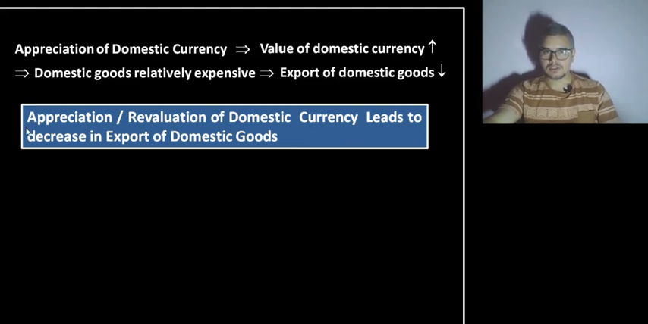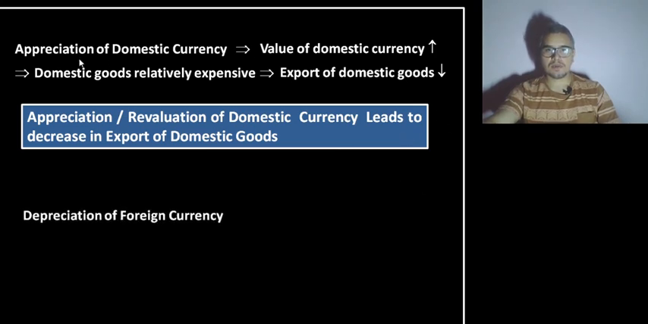Fine. So whenever there is appreciation or revaluation of domestic currency, it will lead to a fall in export of domestic goods. Now, whenever there is appreciation of domestic currency, it means that there is depreciation of foreign currency. It occurs simultaneously. Or we can say that whenever there is revaluation of domestic currency, then there will be devaluation of foreign currency.